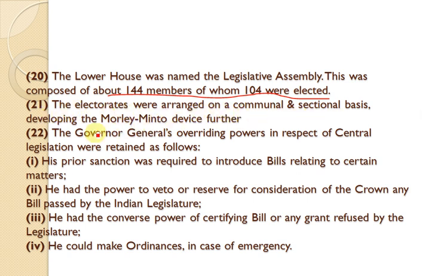The Governor General's overriding powers in respect of central legislation were retained as follows. His prior sanction was required to introduce bills relating to certain matters. He had power to veto or reserve for consideration of the Crown any bill passed by the Indian legislature. Third, he had the converse power of certifying any bill or any grant refused by the legislature. He could make ordinances in case of emergency.